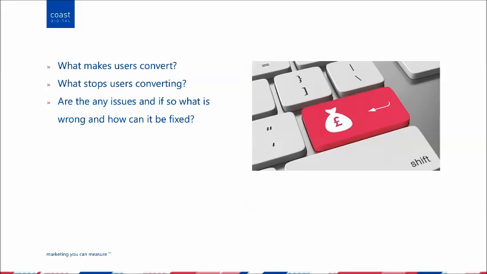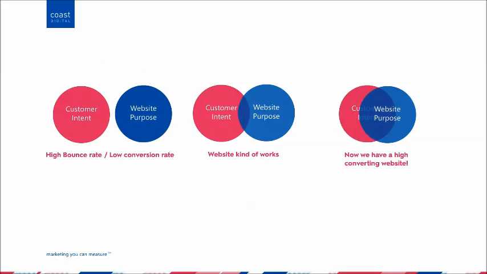Another key aim of CRO is the ability to match the user's intent with the purpose of your website or page. Typically, there's 3 types of websites we see, and I've got a diagram here. So the first diagram on the left, we can see the customer's intent, and we've got the website purpose on the right. And we can see there's no overlap here.